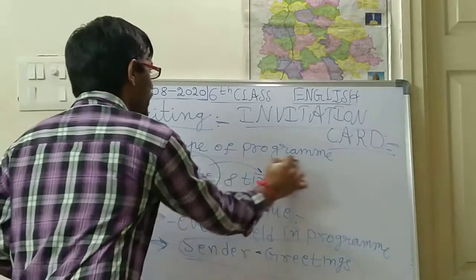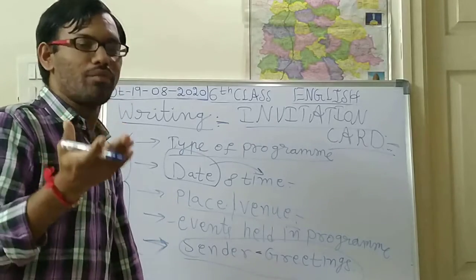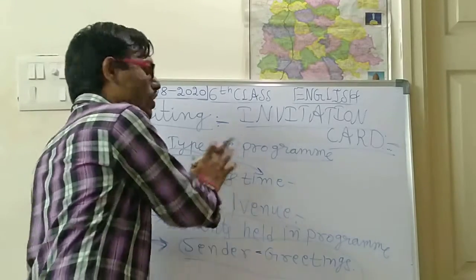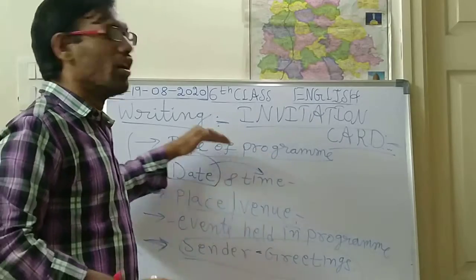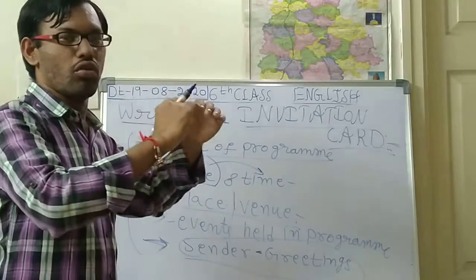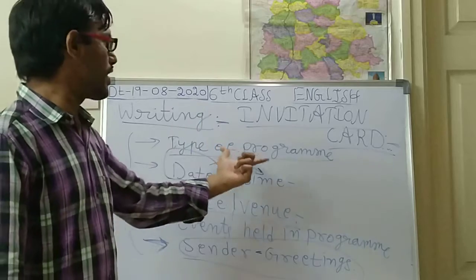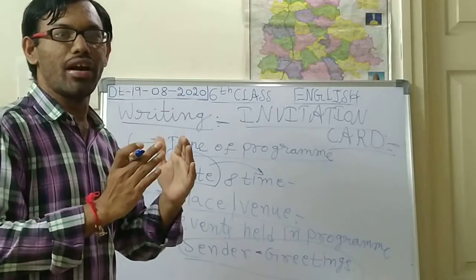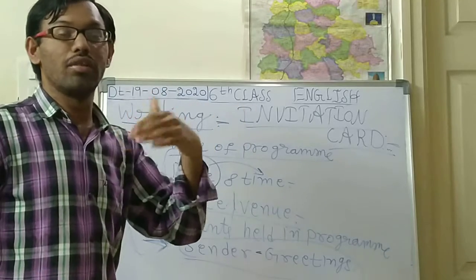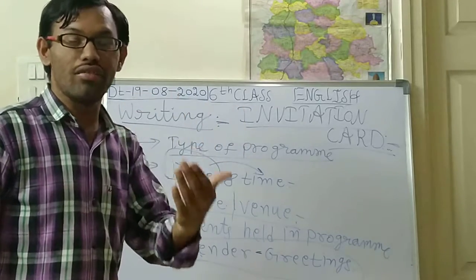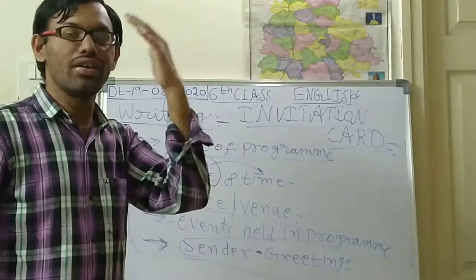Next, what type of program? Finally, the type of program, suppose it is an education fair. You have to mention it here: your school name, education fair, like that you will be mentioning. If you mention the education fair, he will understand that in that education fair there will be so many experiments done by the students. Like that they will have a clear idea.